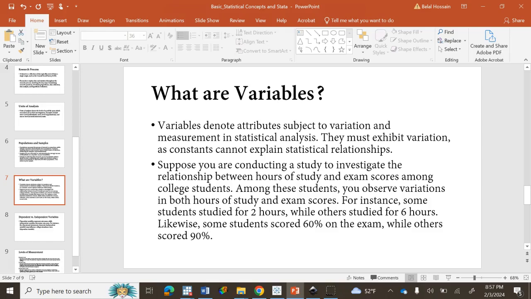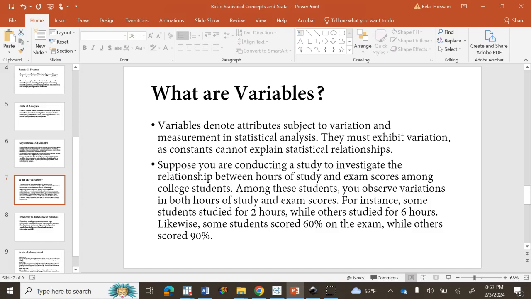Now I have a question for you. In this study, what is your unit of analysis? You are studying the relationship between hours of study and exam scores among college students. Now tell me, what is your unit of analysis? Is it individual? Is it college? Is it city? Is it country?